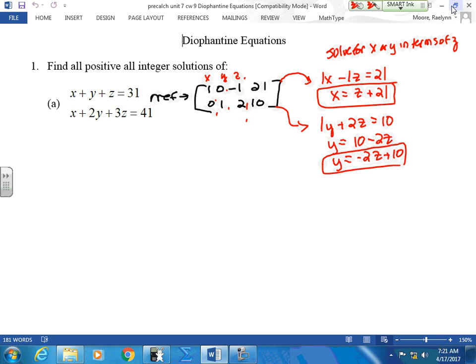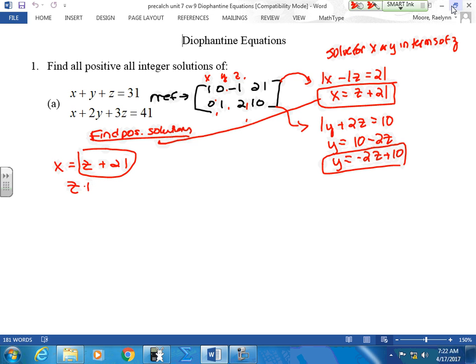So now, after that step, we're going to find all positive solutions. So this is what we do. We take this equation, we find your positive solutions. We're going to start here, and I want all these guys to be positive. So I'm going to take this thing right here, and find me the positive solutions.